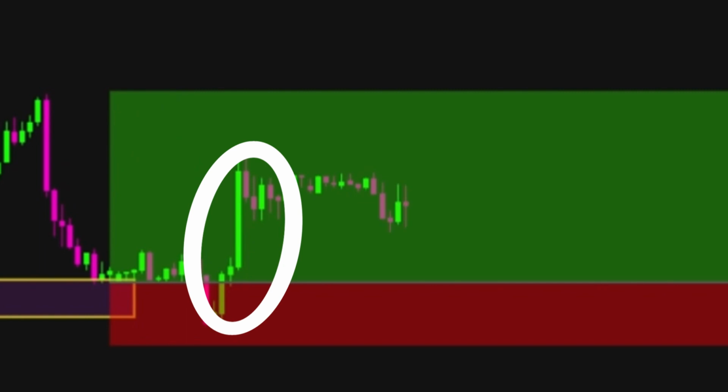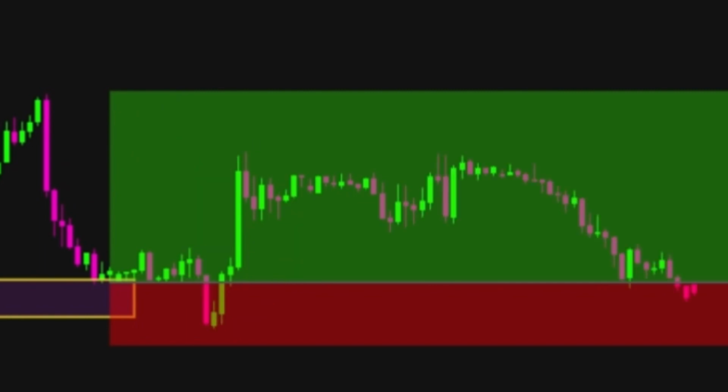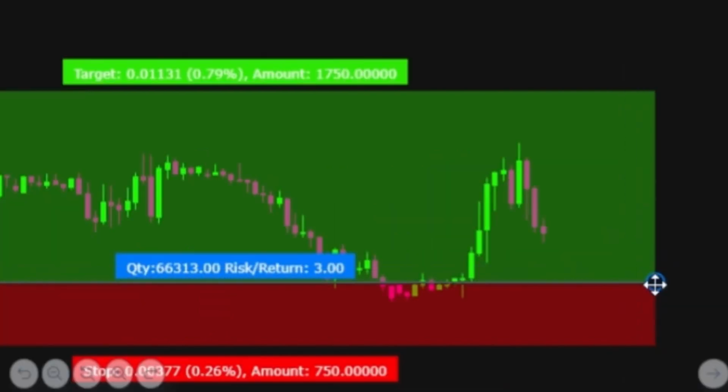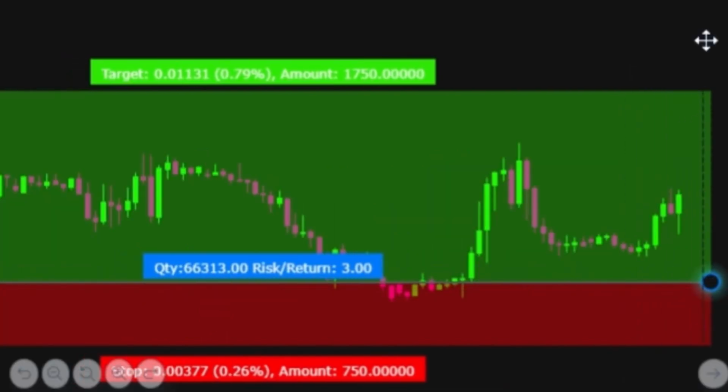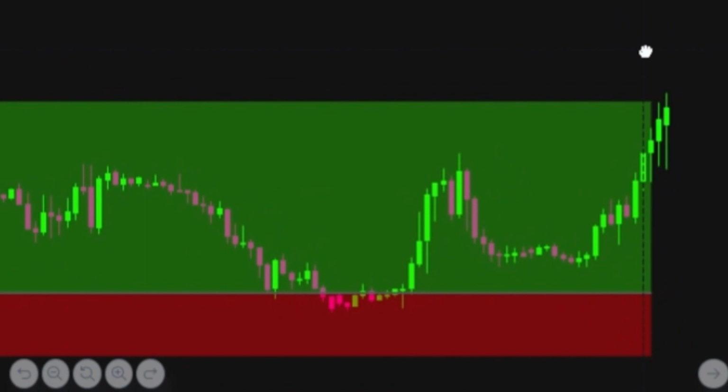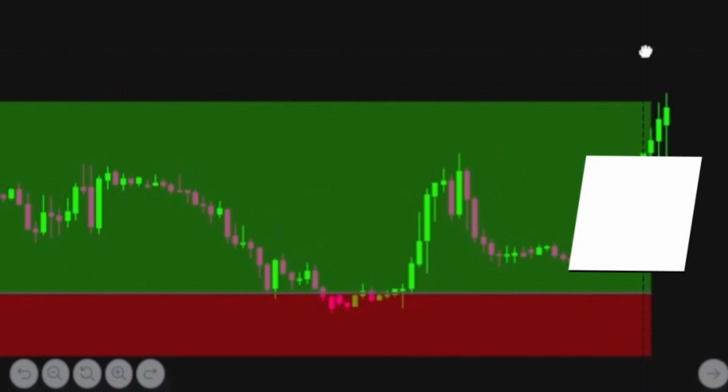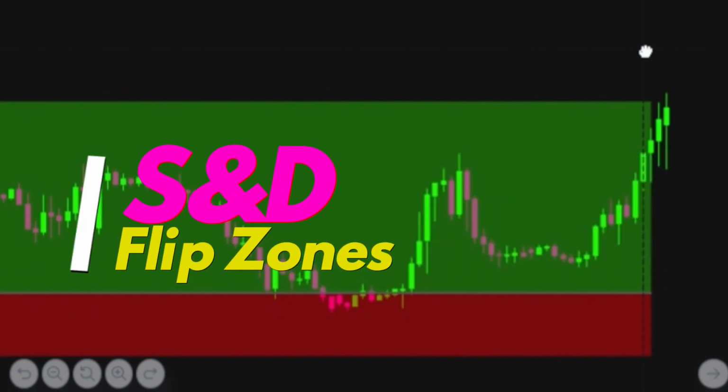We can see the market making these big bullish candles after it came to this zone, which indicates that there were a lot of buy limit orders being set at this bullish order block zone. And as you can see, the market went above after reaching this zone, which is why we made huge profits in the market. Now let us learn the second strategy, which is the supply and demand zone flip zone.